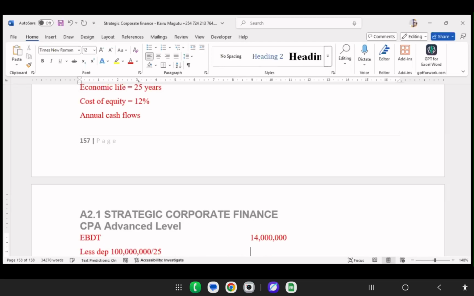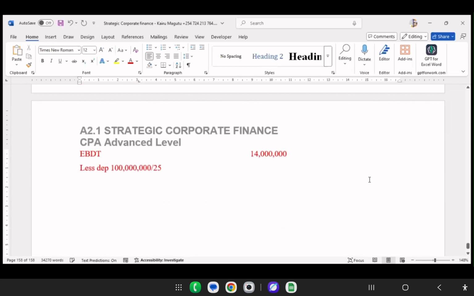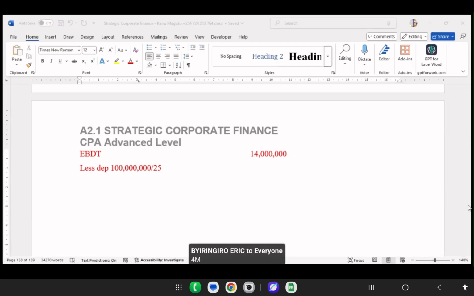How much is the depreciation? Unless otherwise stated, we assume the depreciation is on a straight line basis. So how much is the depreciation per annum? Someone has written 40 million. Some others have written 4 million. So I'll pick the 4 million.